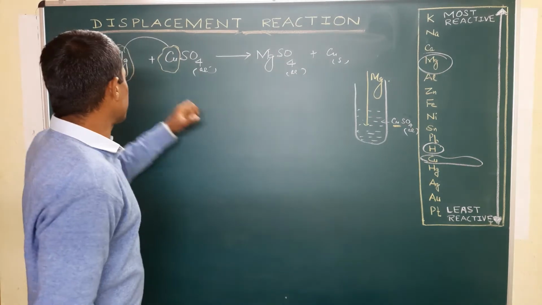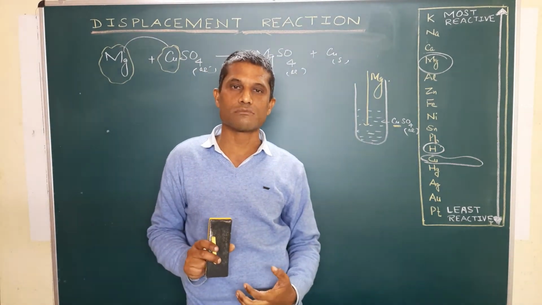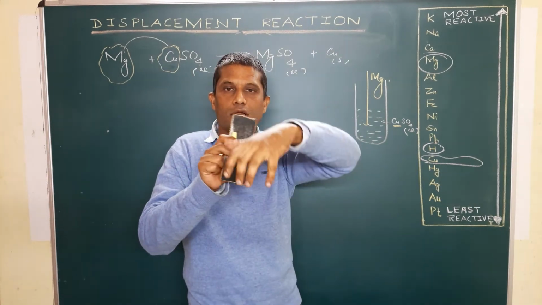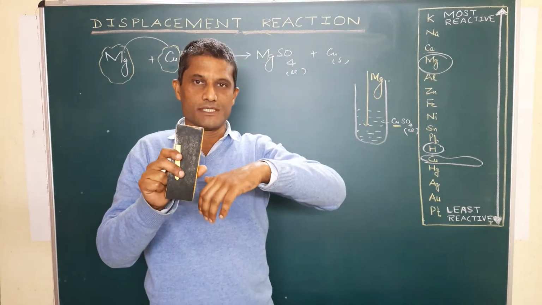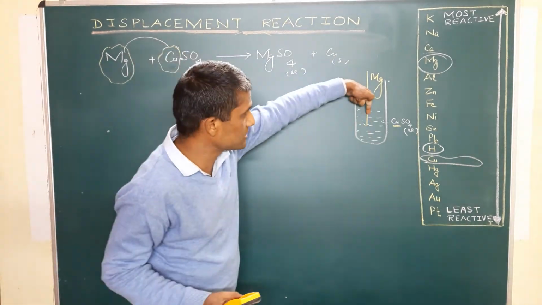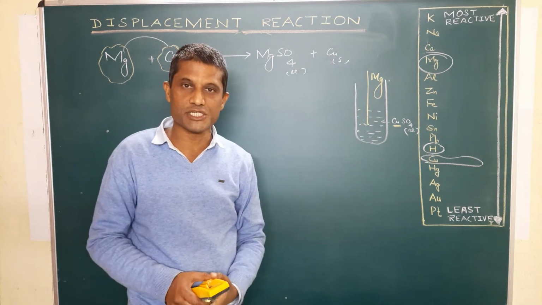And at the same time, magnesium is being coated by the reddish brown copper. It means copper is going to wrap around the magnesium. So this very copper is going to deposit on the piece of magnesium you have dipped over here. So that's how the displacement reaction takes place.